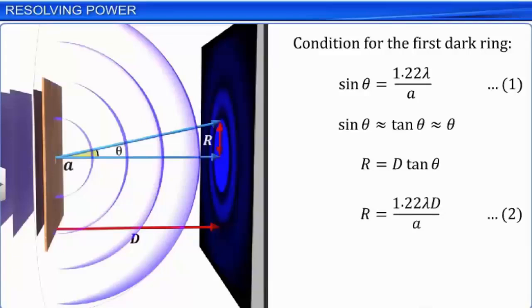The diffraction of light by a circular aperture is of great practical importance.